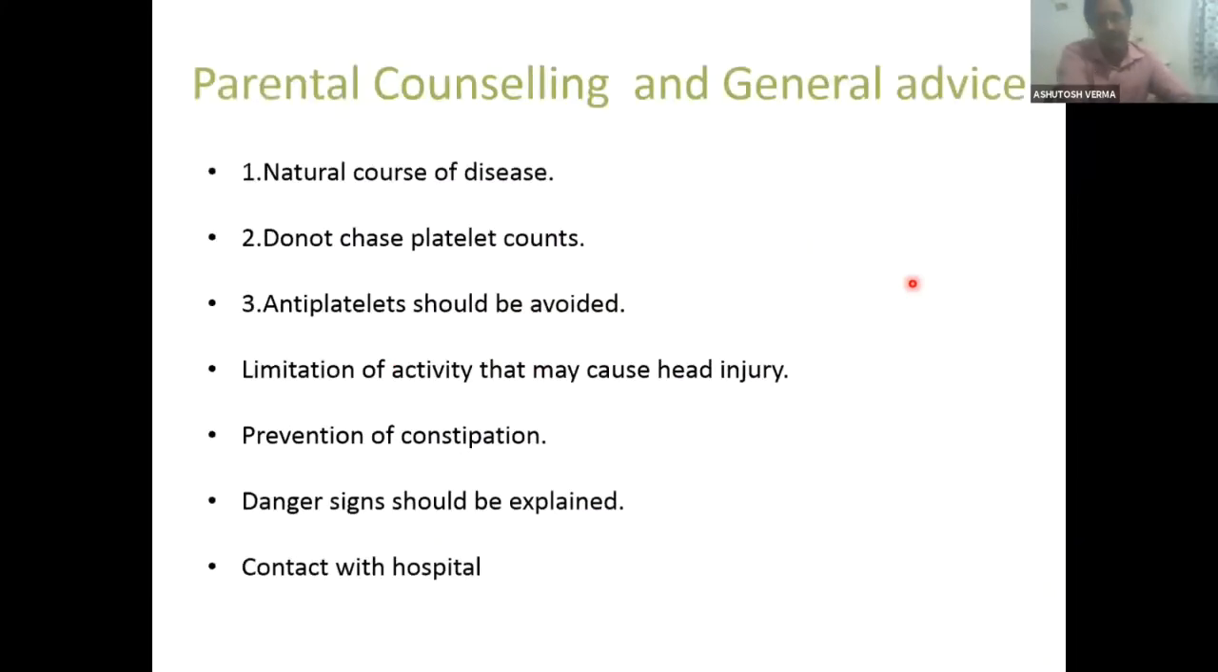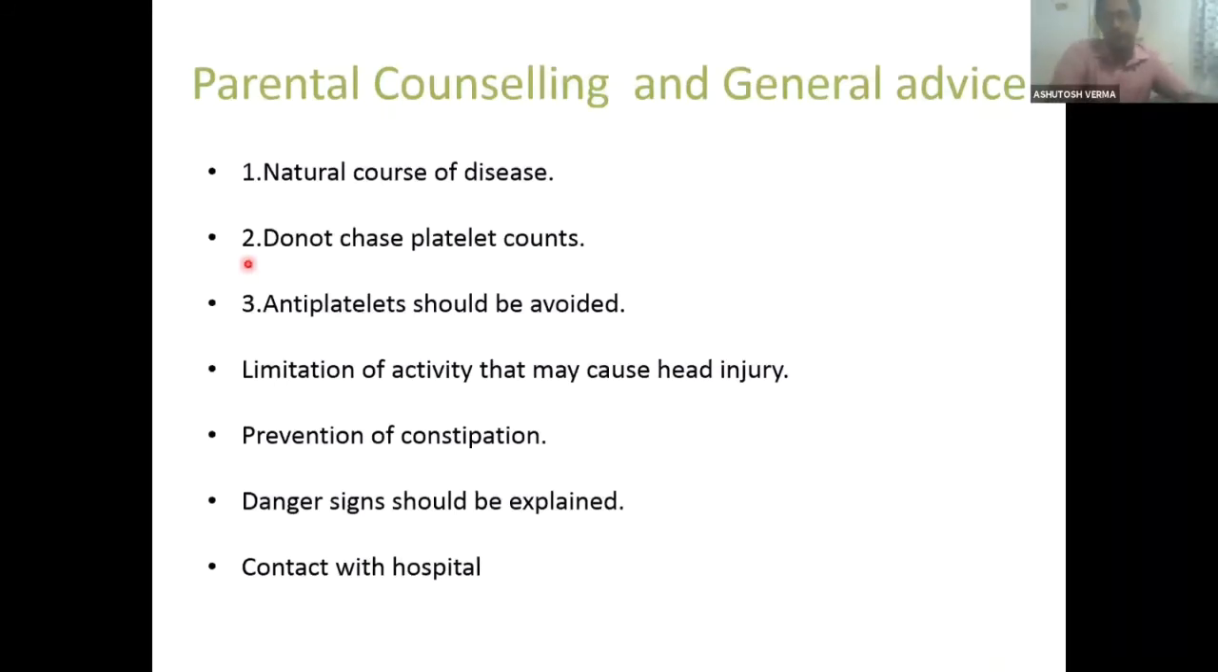And if we are keeping the child on observation, parental counseling and general advice is very important. We have to explain the natural course of disease. 80% of primary ITP will go into spontaneous remission. We don't have to treat at all. Irrespective of treatment, they will go into remission. Those 20% will go towards chronicity, and 50% of those will go into remission. Only 5% of ITP children will bleed, and less than 1% of ITP children bleed significantly.